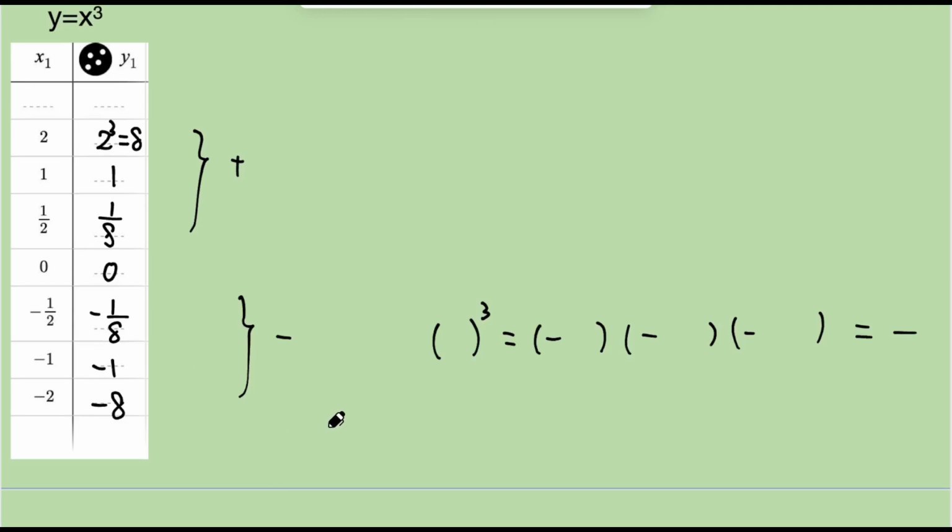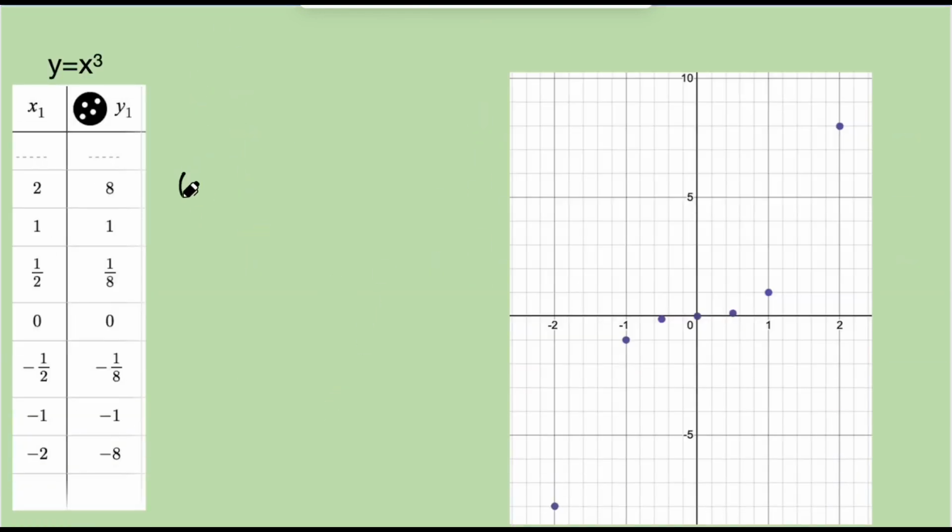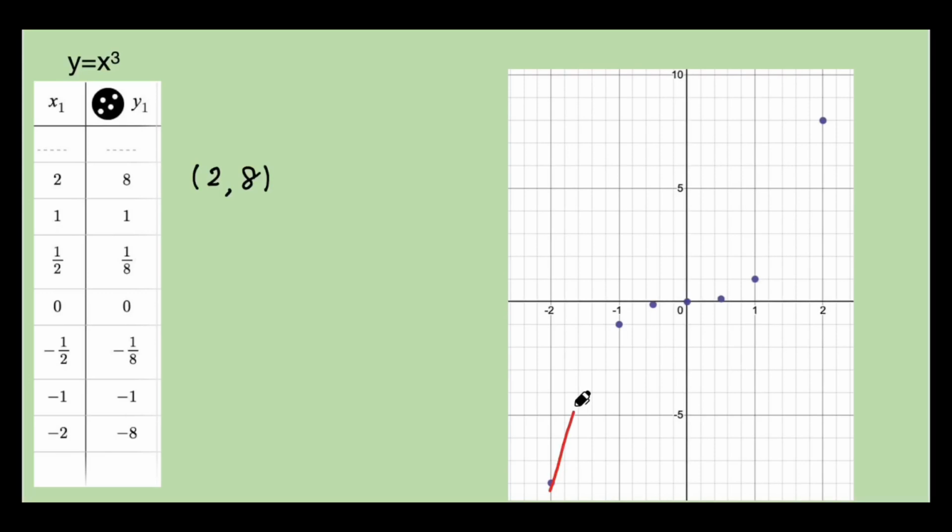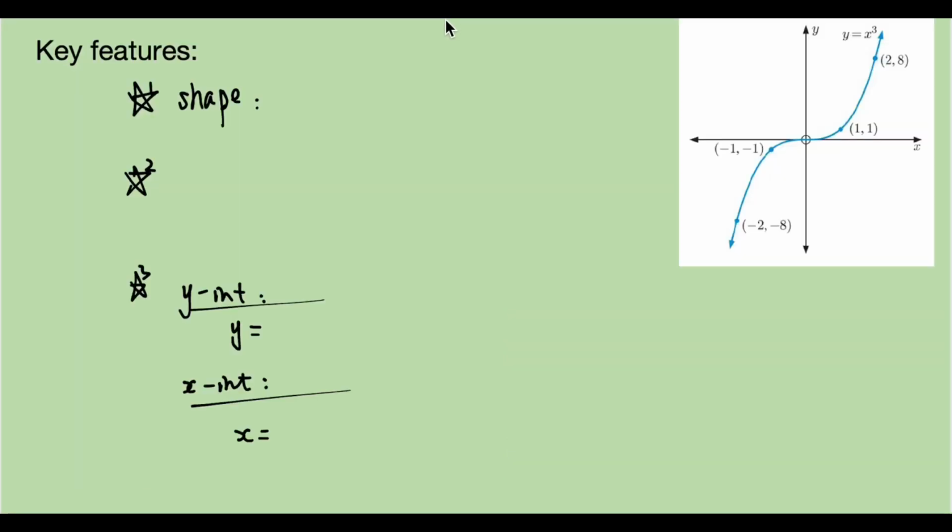After we have finished this table, just plot all these points on the diagram. So 2, 8 represents the point, it's here. And then we are going to connect all these points using a smooth curve. Then we obtained a more accurate graph using the technology. And then we are going to use this diagram to analyze the key features of the cubic function.